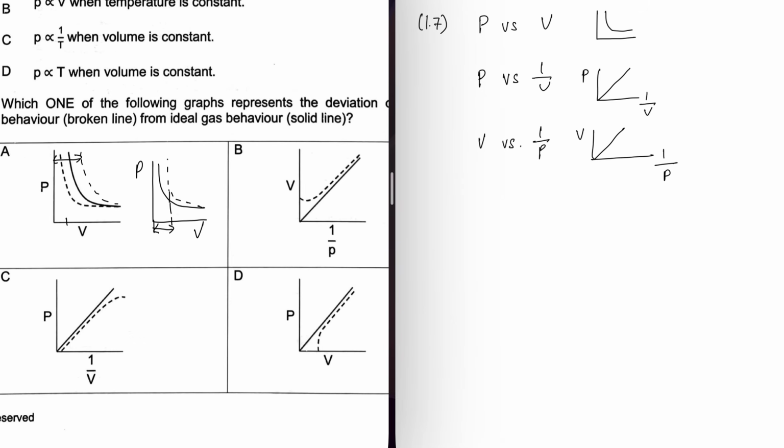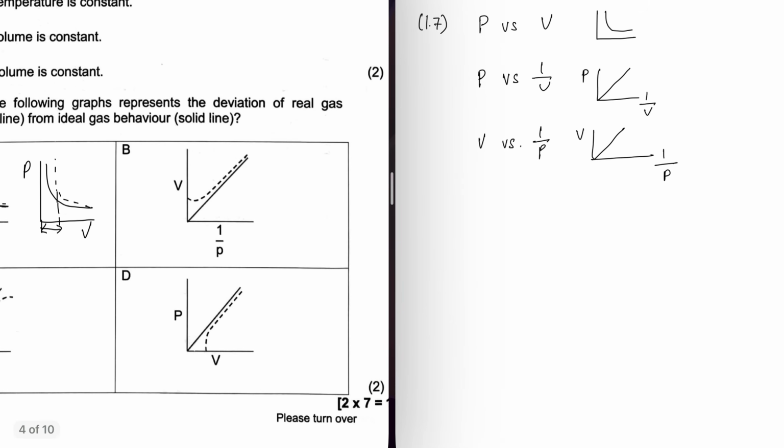Now let's take a look at B. So B is showing us V versus 1 over P. And we need to be quite careful, since the x-axis is 1 over P: if you are going this way, the pressure is decreasing, and if you go this way, the pressure is increasing. So what is this telling us? It's telling us that when the pressure increases, the volume will decrease, which is fine, right? That's what we expect. But as you can see, there is a deviation here.